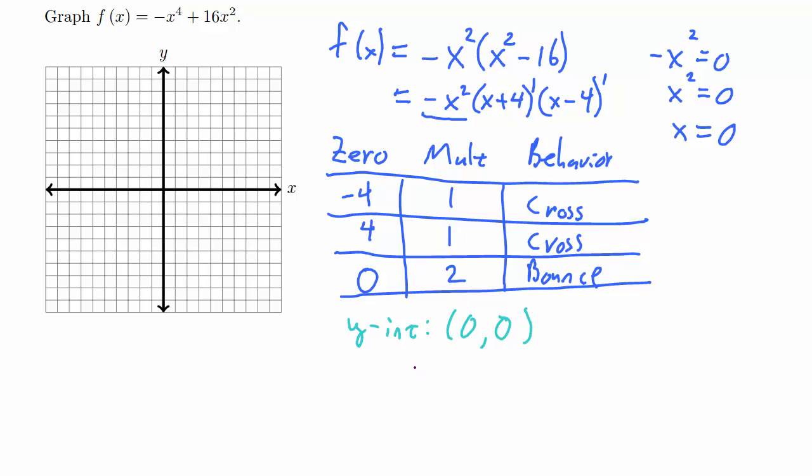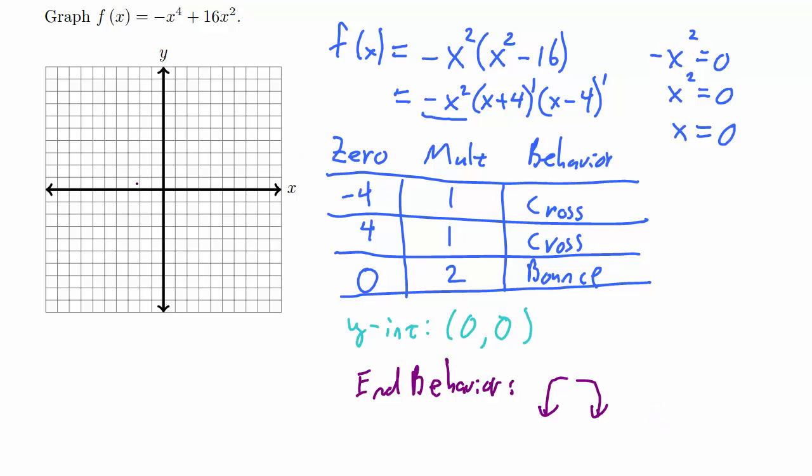Okay, so the question becomes, what's the end behavior? Well, if you look at the original problem, the degree is 4, and that's even. So they're either both going up or they're both going down. The negative out front means that they're both going down. So the end behavior looks like this. As it goes to the left, it goes down. As it goes to the right, it goes down. Fantastic.